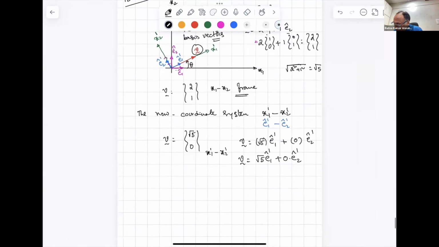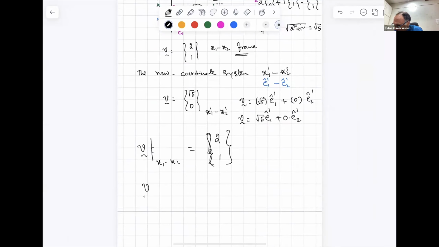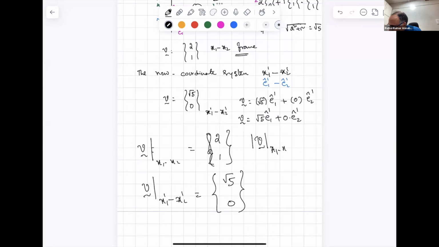So my vector v, if I carefully observe it, with respect to the x1, x2 frame is represented as 2 and 1. The same vector v, if it is represented with the x1 dash, x2 dash frame, should be written as root 5 and 0. In both cases, the magnitude of this vector with respect to the x1, x2 frame is root 5, right? The magnitude with respect to x1 dash, x2 dash is also root 5. Do you see that?